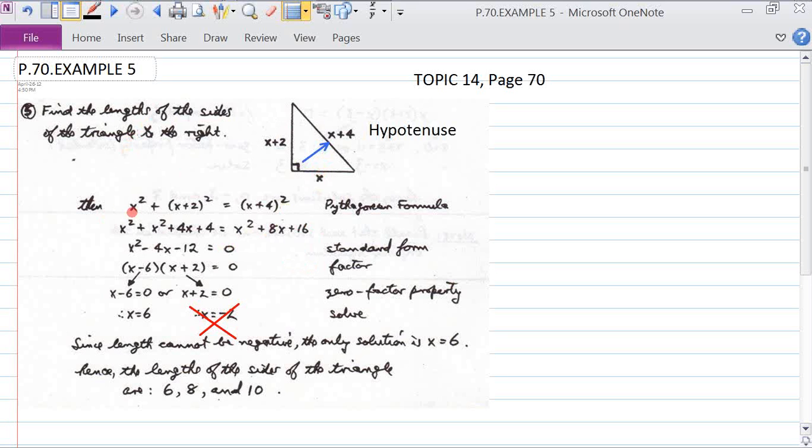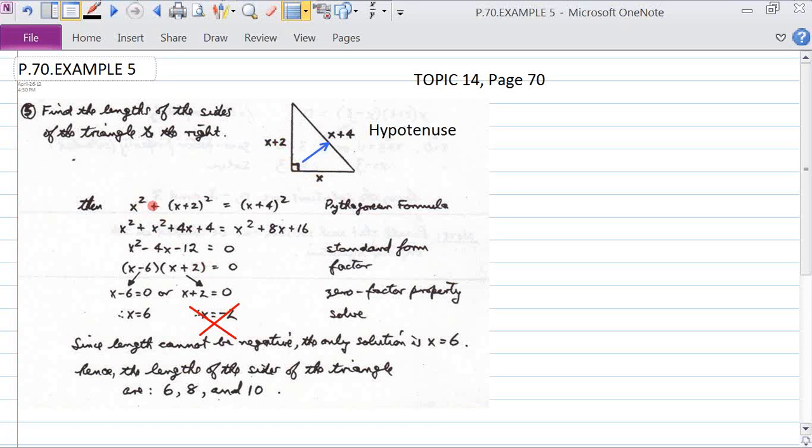Now, we know that if we take this squared and add it to this squared, it should equal this squared. And that's what you've got here. X squared plus (x plus 2) squared equals (x plus 4) squared. And that's the Pythagorean theorem. This is the longest side. This side squared must equal the sum of the squares of this plus this.